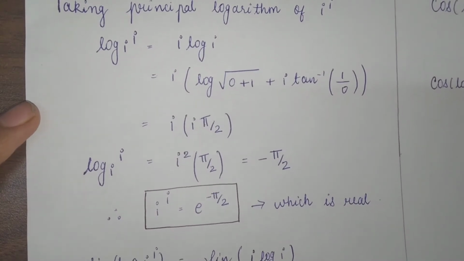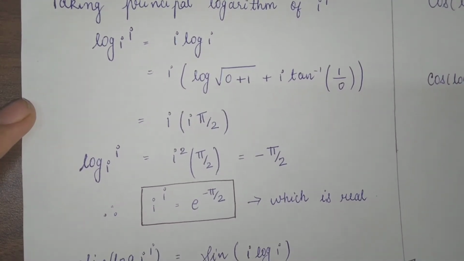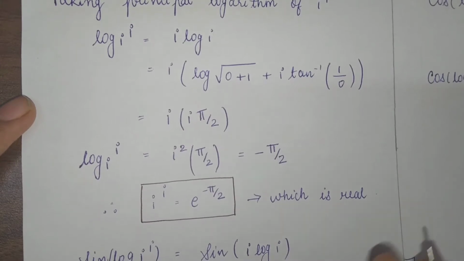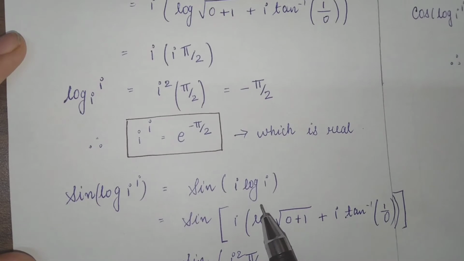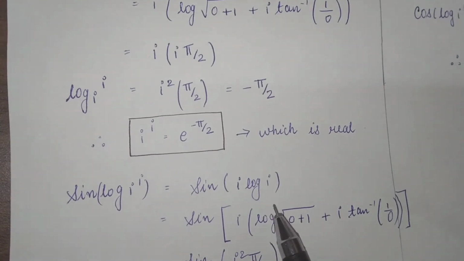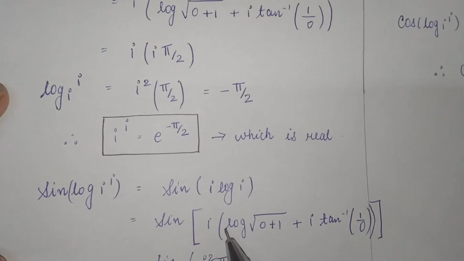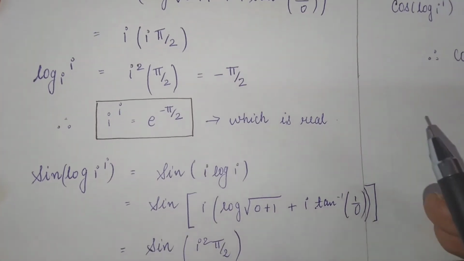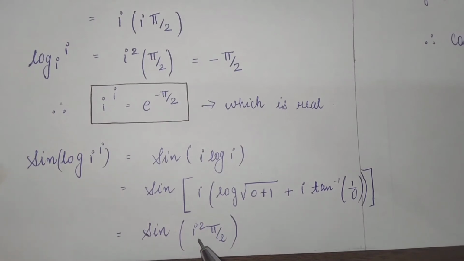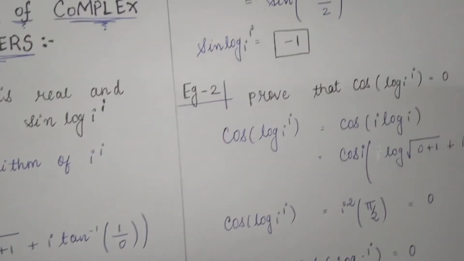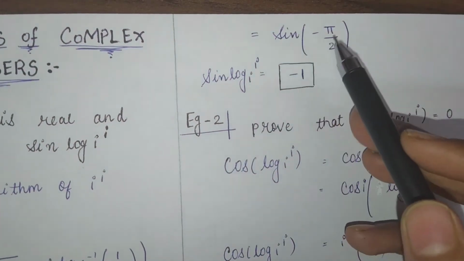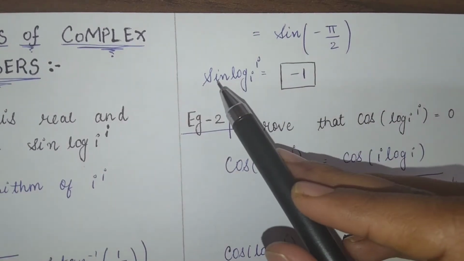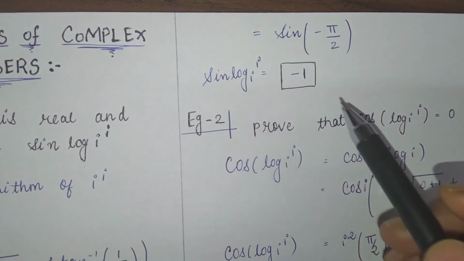So sin of log i raised to i can be again written as sin of i log i. Therefore we can write sin, and again here the value of x is 0 and y is 1. So we can write i into log of square root of 0 plus 1, plus i into tan inverse 1 by 0. So if we solve it further, we can write it as sin of i square pi by 2, and again the value of i square is minus 1. So we will get sin of minus pi by 2, and so the answer of sin of log i raised to i will be minus 1.